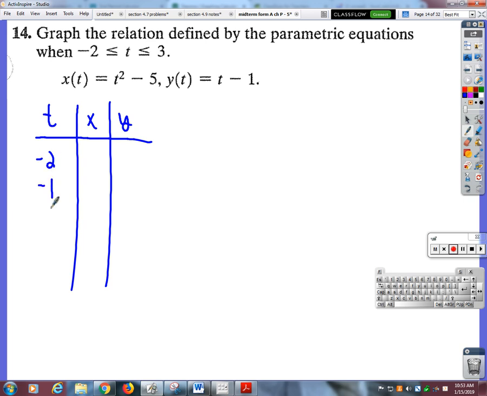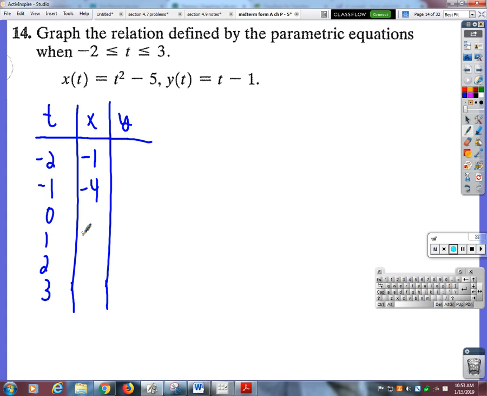So t is going from -2 to 3. So these are my t values. So I'm going to take those and I'm going to first plug them in to figure out what x is. What does x equal when t is -2? Okay, what does x equal when t is -1? Do you see where she's getting these? She's just taking this number right here and plugging it in for t. So -2 squared is 4. 4 minus 5 is -1. Okay? -1 squared is 1. 1 minus 5 is -4.